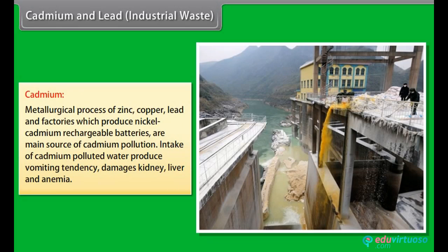Cadmium and lead. Industrial waste. Cadmium. Metallurgical process of zinc, copper, lead and factories which produce nickel-cadmium rechargeable batteries are the main source of cadmium pollution. Intake of cadmium polluted water produces vomiting tendency, damages kidney, liver and causes anemia.